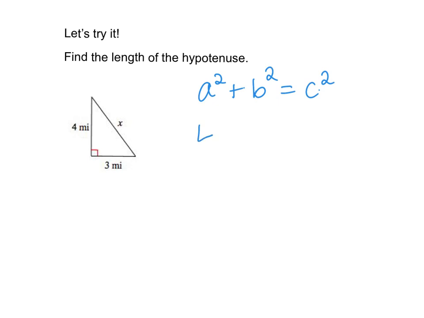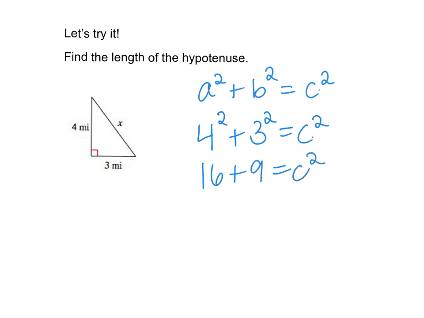So I'm going to skip those steps I was doing before because now I'm getting really comfortable. I know I can just plug those 2 values in. 4 squared plus 3 squared equals c squared. 4 times 4 is 16 plus 3 times 3 is 9 equals c squared. 25 equals c squared. That's a 25. Sorry, doesn't look like a 5. There we go. 25 equals c squared.